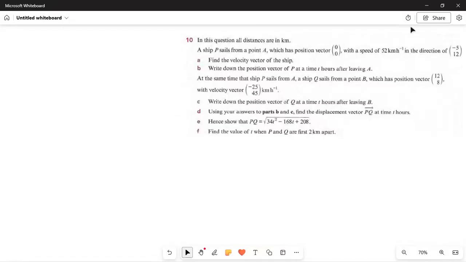We will be doing question number 10, chapter 13, vectors. This is a bit long question. It has 1, 2, 3, 4, 5, 6 parts and is a little bit challenging. Okay, so what is it?